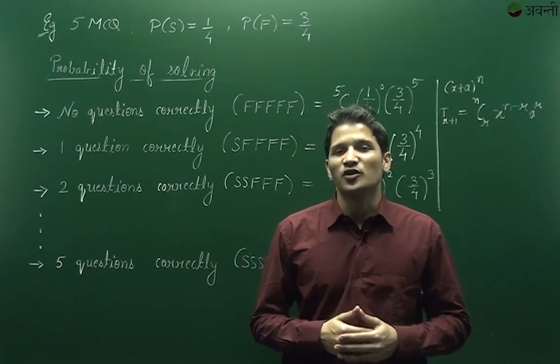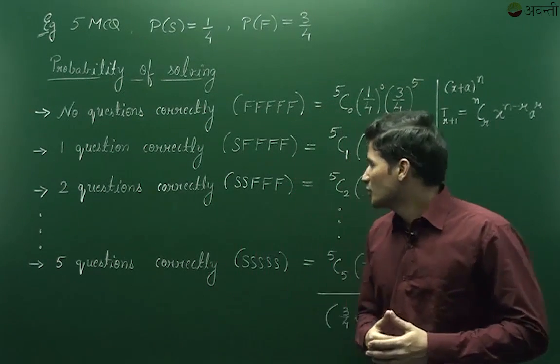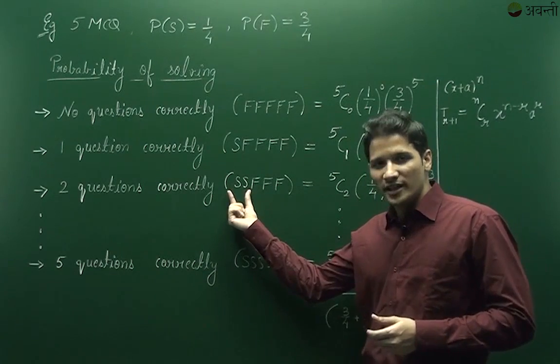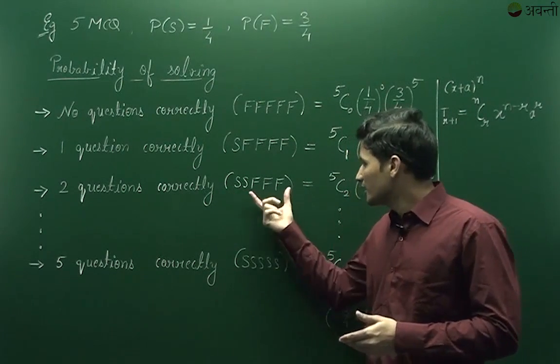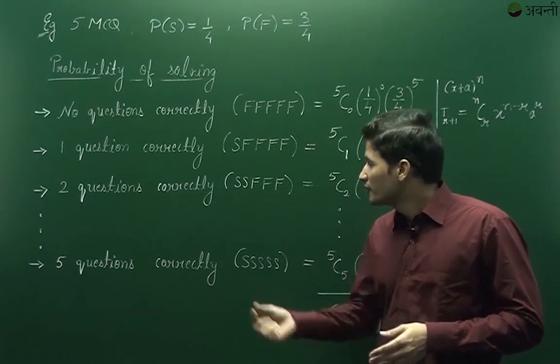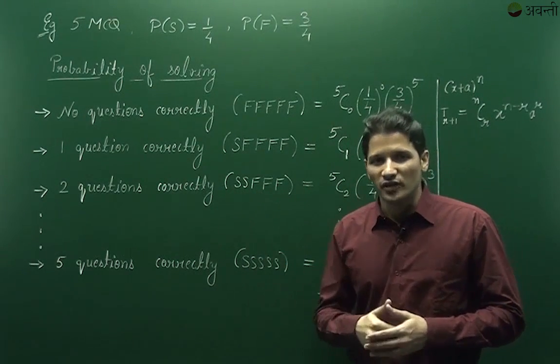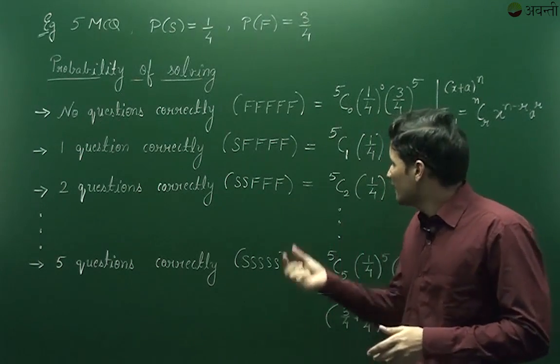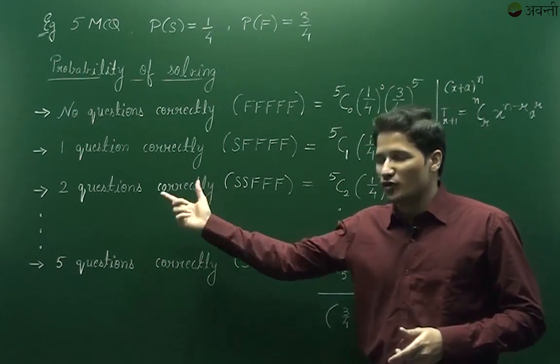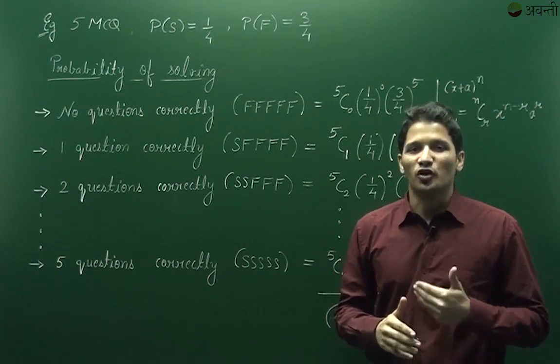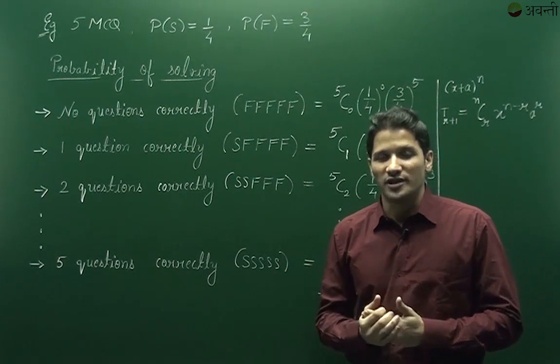So in how many ways you can solve 2 questions correctly? Either you can solve first 2 questions correctly and remaining 3 questions incorrectly, or you can solve first question correctly and fourth question correctly and remaining 3 questions incorrectly. So in 5C2 ways you can solve 2 questions correctly. Now you want to know the probability of solving 2 questions correctly.